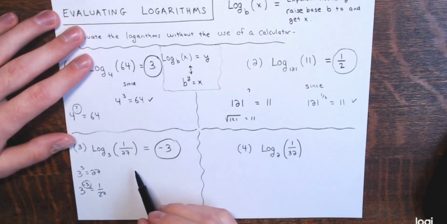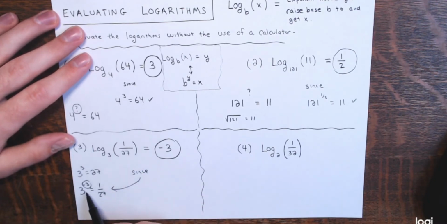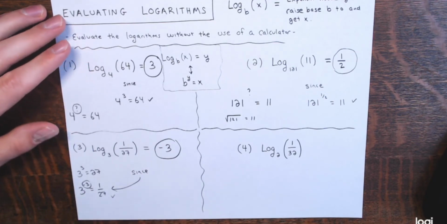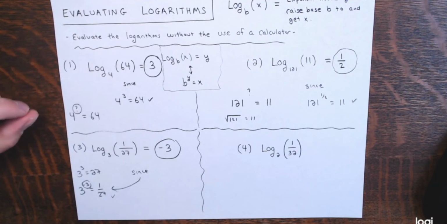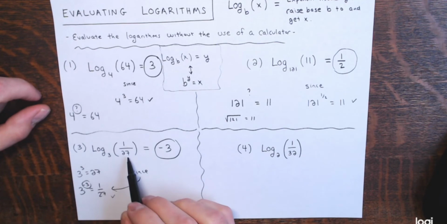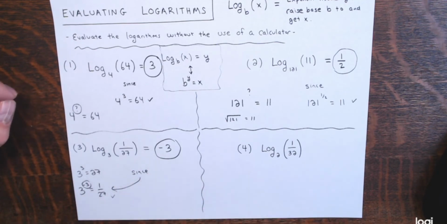And that's because, if you were to change it to exponential form, it would look like this, and this is a true statement. 3 to the -3 power is positive 1/27th. So the value of that logarithm is -3. And now we're moving on to this final example from this page. I have 3 more after this.